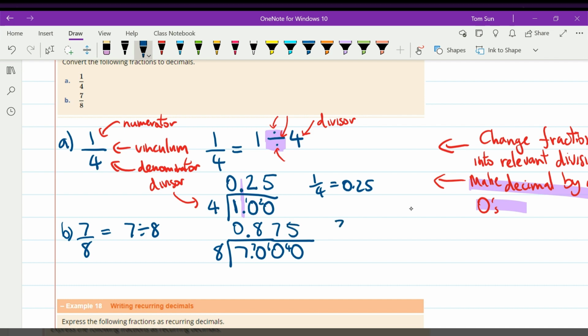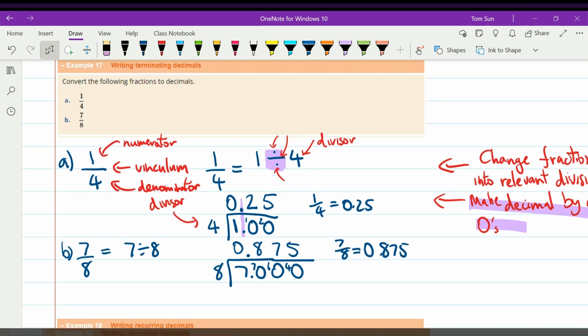So the answer is 7/8 is equal to 0.875. That's how you convert a fraction to a decimal. Now, this is straightforward here because these are what we call terminating decimals. You can see it stops. We don't need to do any more division from here.